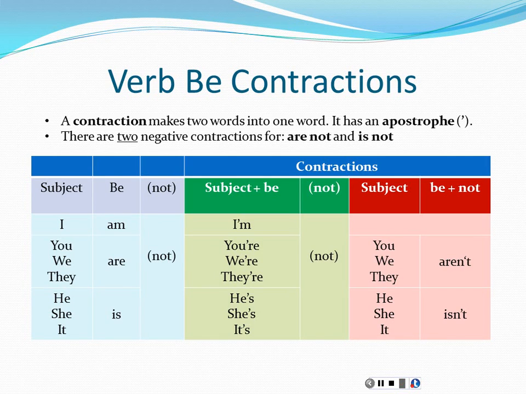النوع الثاني من الاختصارات لأفعال الكون هو عندما نقوم بدمج الفعل الكون مع صيغة النفي not. So as you can see here, the subject, it remains as itself, يبقى على حاله, الفاعل يبقى على حاله دون أي اختصار مع أي كلمة أخرى, ولكن نقوم بدمج فعل الكون مع صيغة النفي not, فيصبح عندنا الأشكال الثانية.